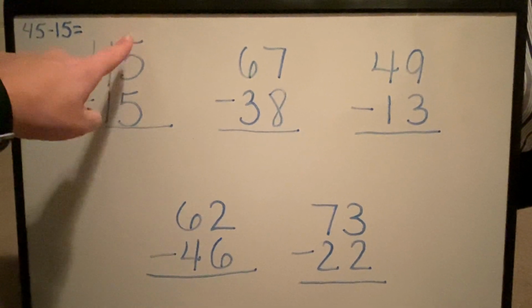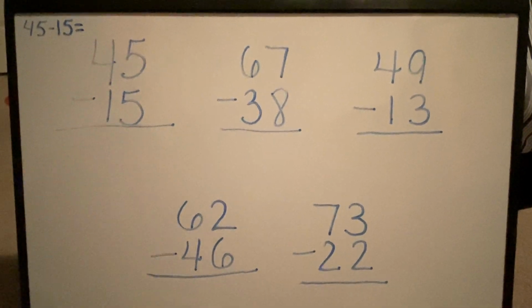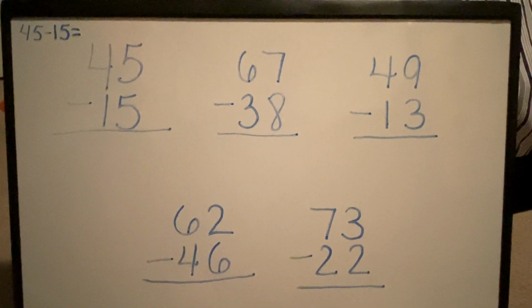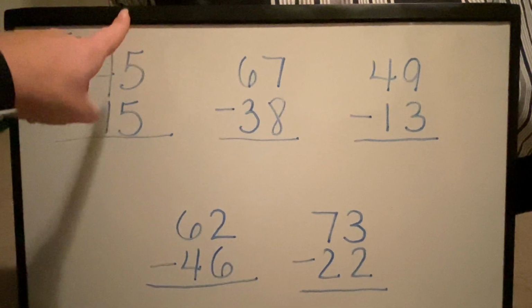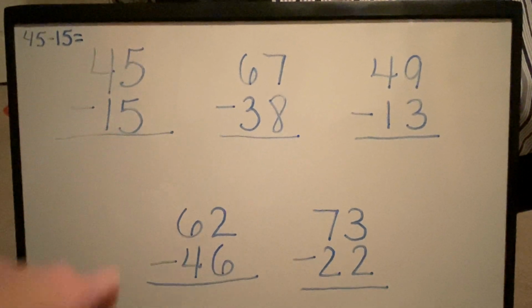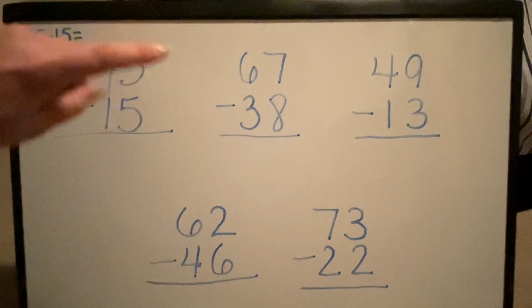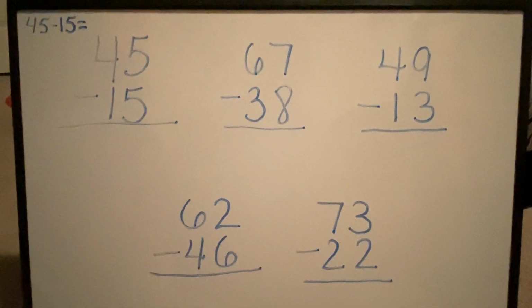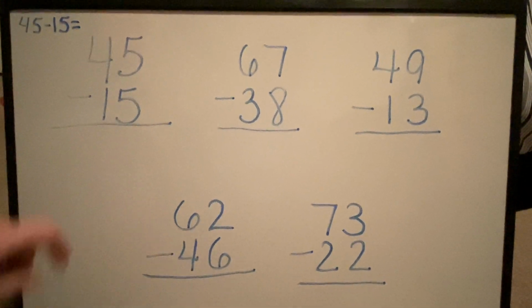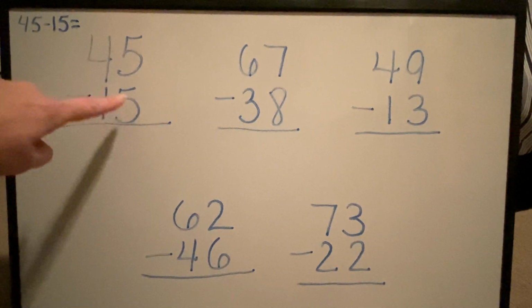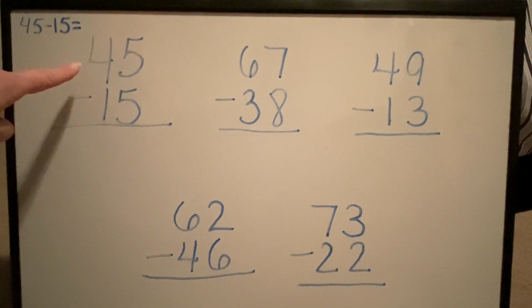When we look in the ones column, if the numbers are the same, zero's the game. If we look in the ones column and we see more on the top, there will be no need to stop. We can just subtract. More on the floor, we're going to have to borrow from next door.